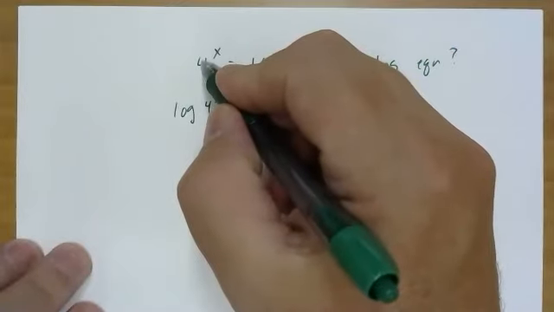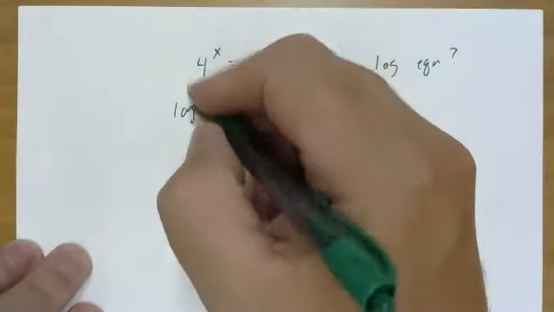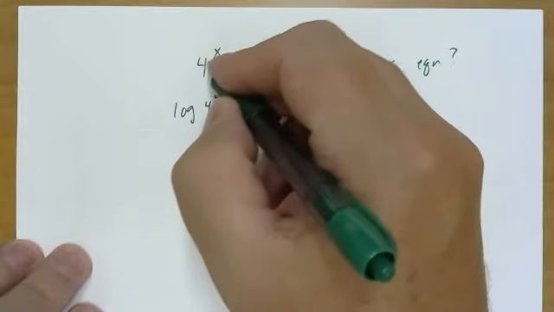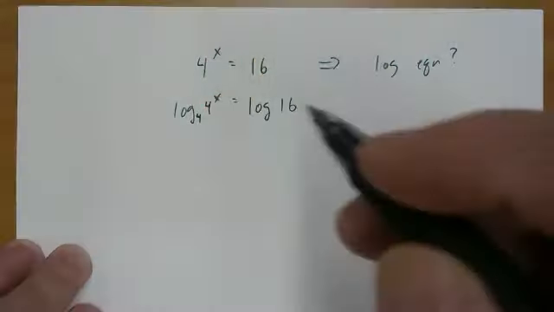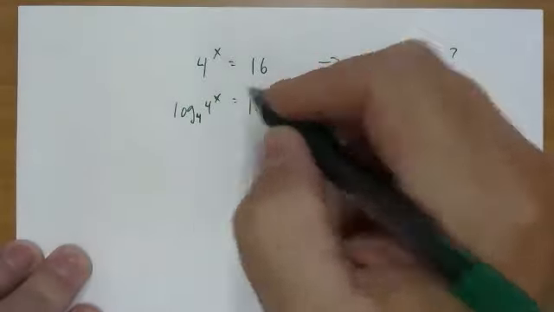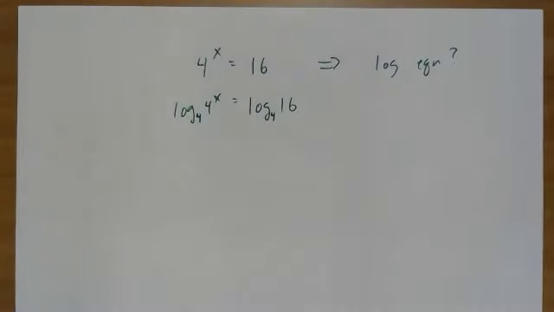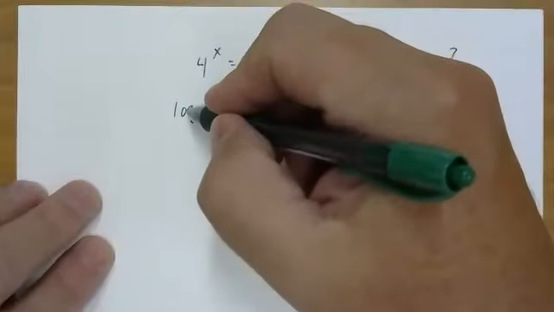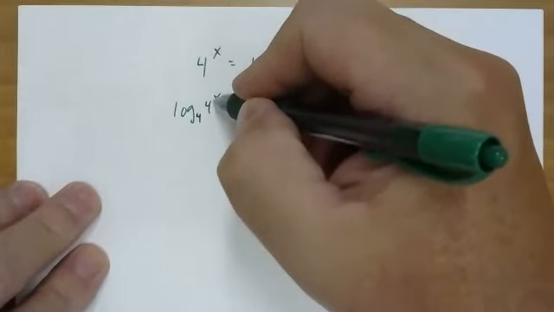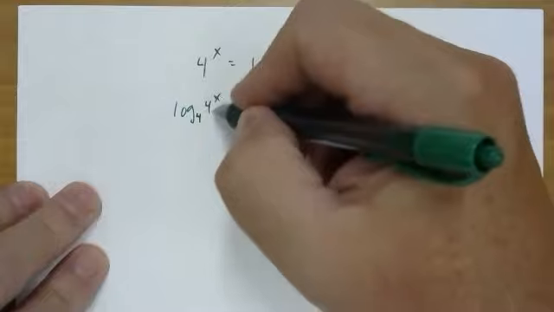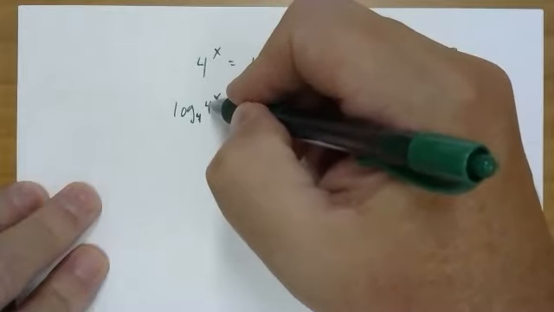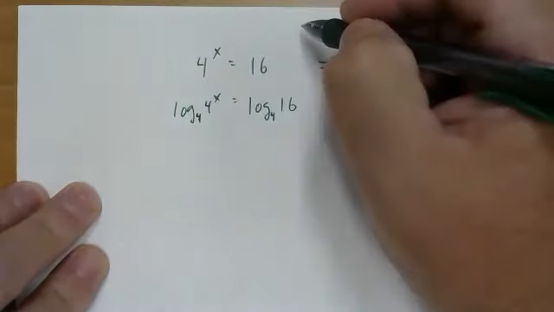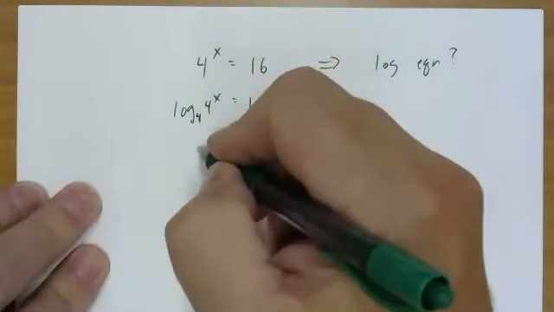But also, I want the base of my log to be the same as the base of this exponent. So if I got 4 to the x here, I actually want to take log base 4 of both sides. Now, the reason I do that is because there's this very special property of logs, and here it is. If I'm taking the log of an exponent, so this is an exponential sort of function, and the base of my log is the same as the base of this exponential function, you know what this whole thing equals?